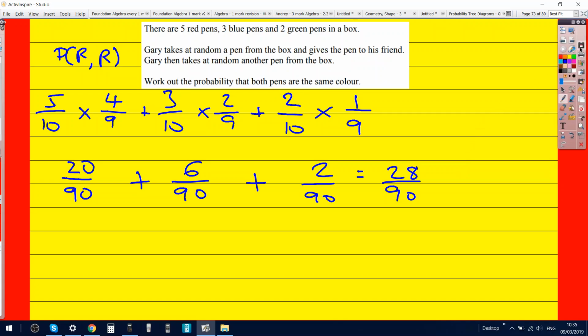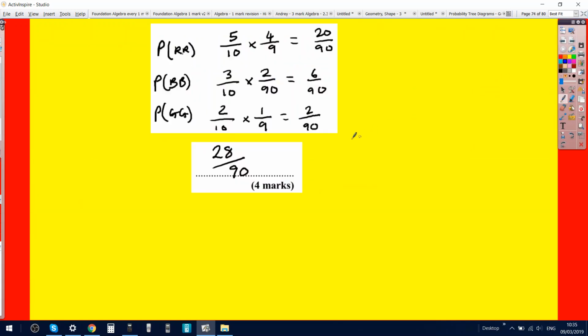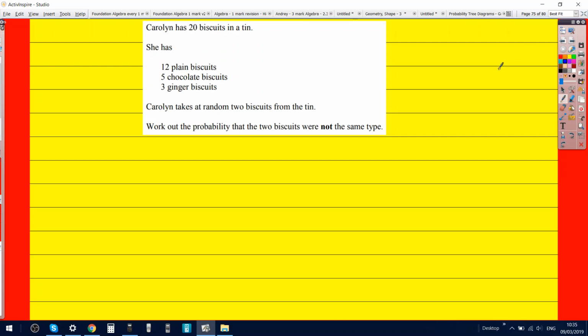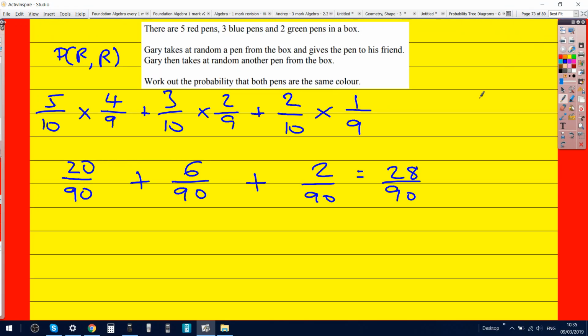No. Okay, so sometimes it's easier to do it without a tree diagram. Yeah. So as a 4 marker, hold on a sec. This one, that's the probability that they're the same color. How would you find the probability of not the same color? So would it be? I'm not sure.